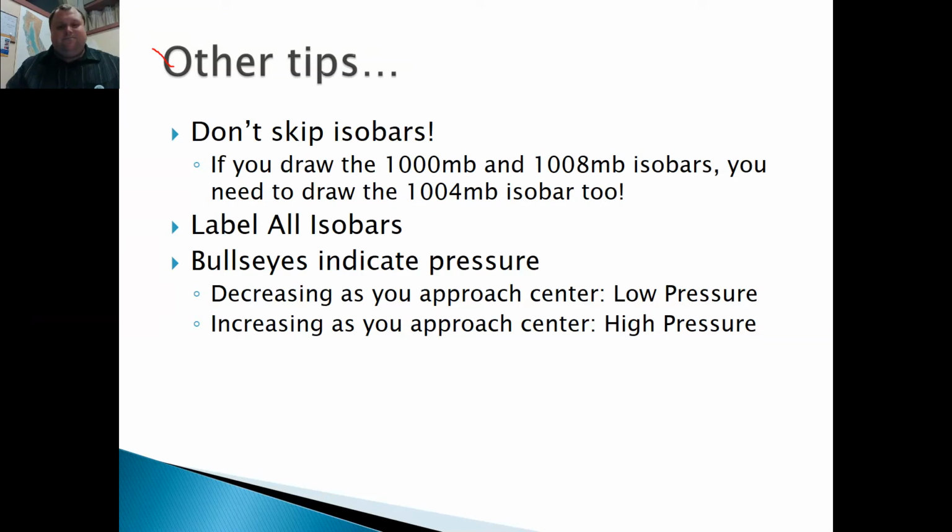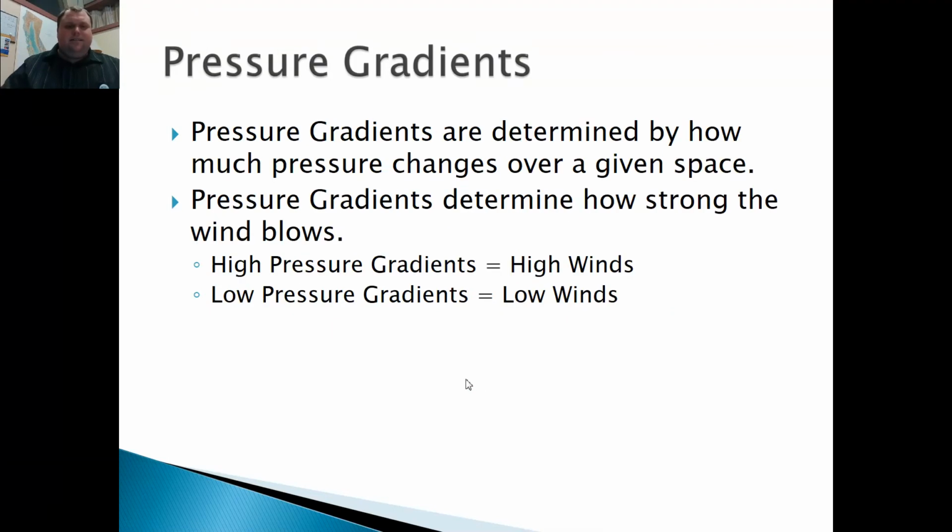Back to this. The last thing I want to talk about before I do my demonstration is one other thing that we're going to be doing in this investigation right towards the end, which is looking at what are called pressure gradients. Pressure gradients are really important because they actually determine how strong the wind is. A pressure gradient is simply how great does the pressure change from one area to another. If the pressure changes very little, we have what's called a weak pressure gradient, a very low pressure gradient.